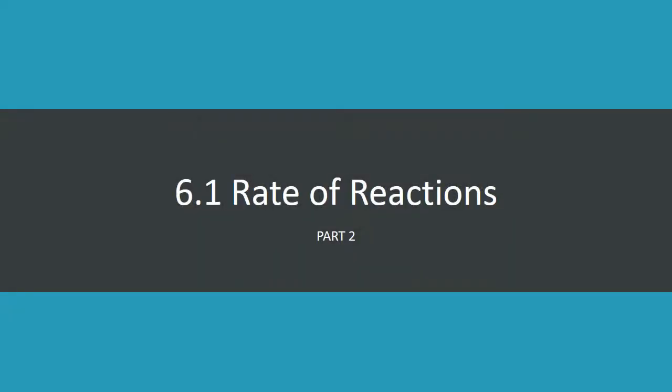This is the second video for looking at 6.1 rates of reactions. So now we're going to be looking at the energy involved in what is going on at the atomic or molecular level with the atoms and the reactants and the compounds.